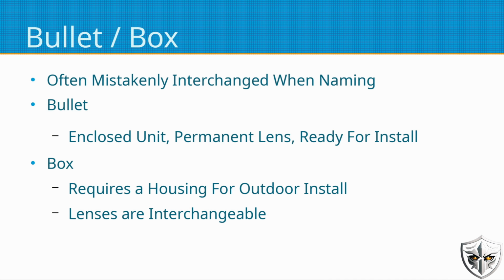A box camera, if you're going to install it outside, requires a housing. And the lenses on box cameras are interchangeable. So typically you order the box camera and the lens separately, and you order this in a way that's going to cover the scene that you want to cover, right?